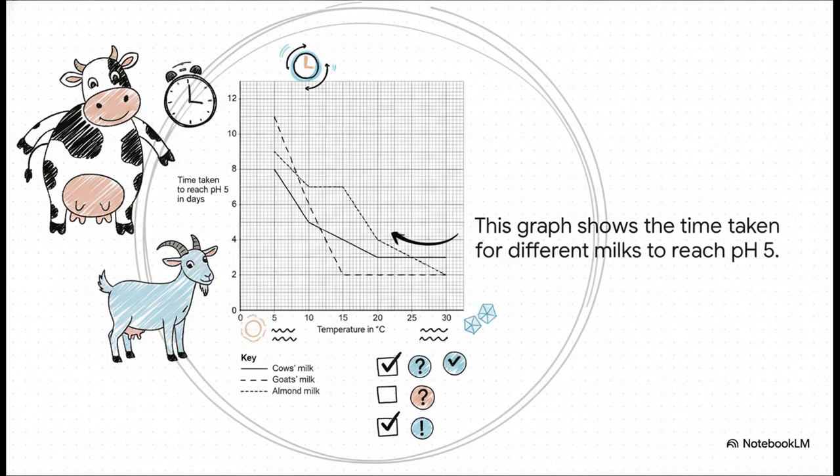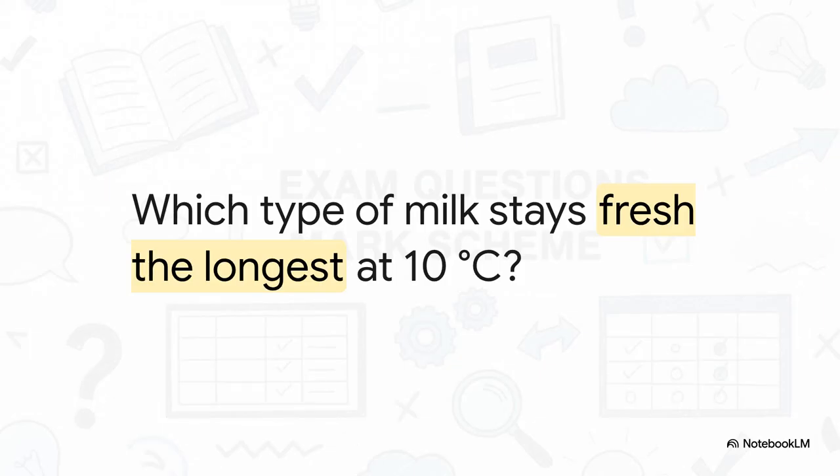Got it? Cool. Okay, first question, using this graph. Which type of milk stays fresh the longest at 10 degrees Celsius? This is a straightforward data pull. Find 10 degrees on the bottom axis and just look up. Which line is the highest? The highest line means it took the longest to decay. And yeah, you can see it right there. The dashed line for almond milk is way up top, so almond milk is our answer.